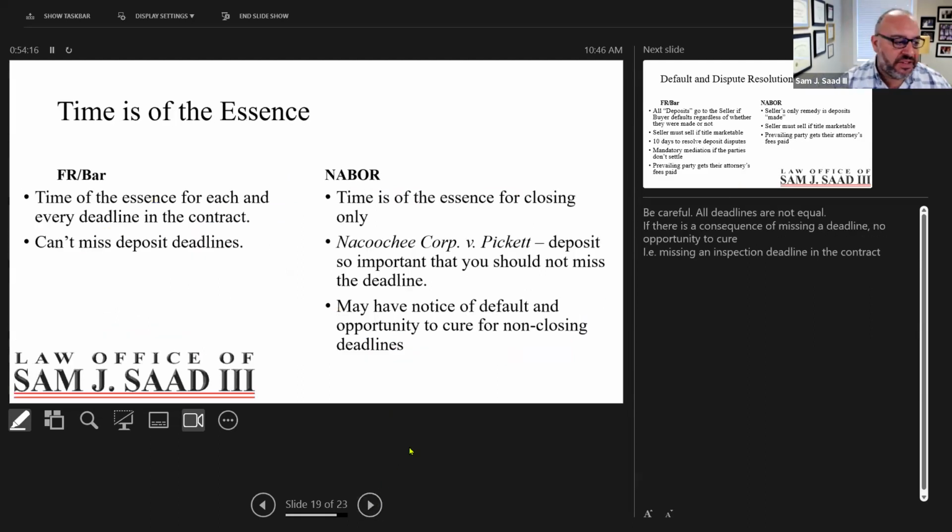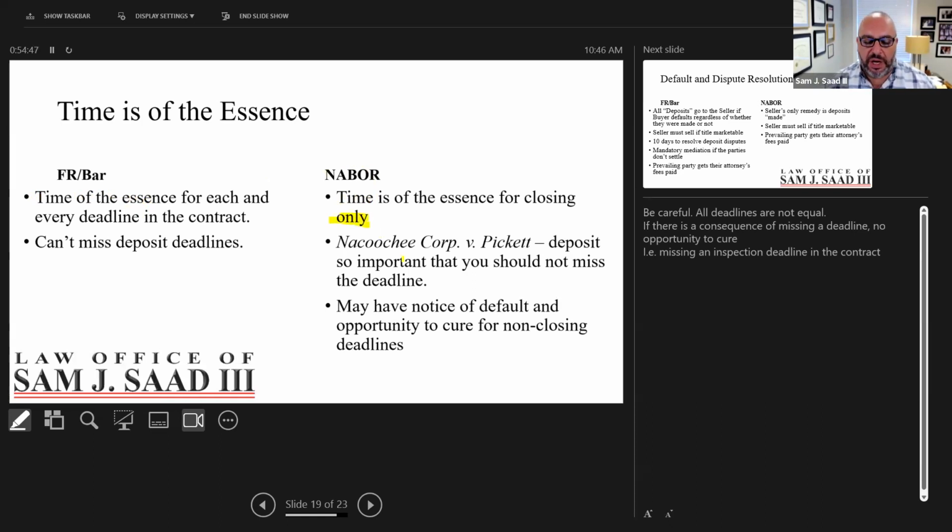Time of the essence. Major difference and major problem for people who can't meet deadlines. Under FRBAR, time is of the essence for each and every deadline in the contract. You cannot miss a deposit deadline. You can't miss a title commitment delivery deadline. And you certainly can't miss the closing date. NABOR, time is of the essence only for the closing.